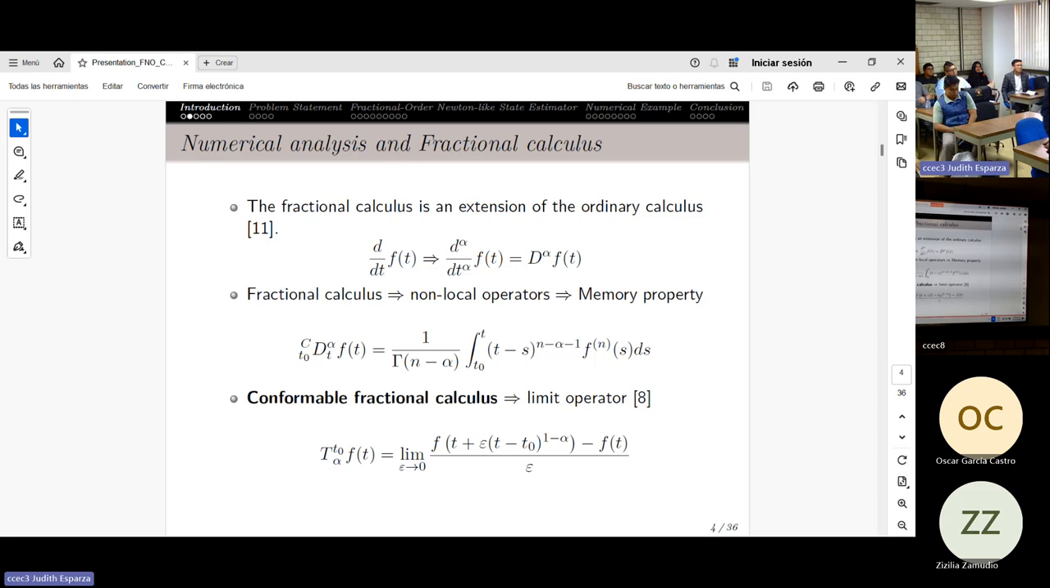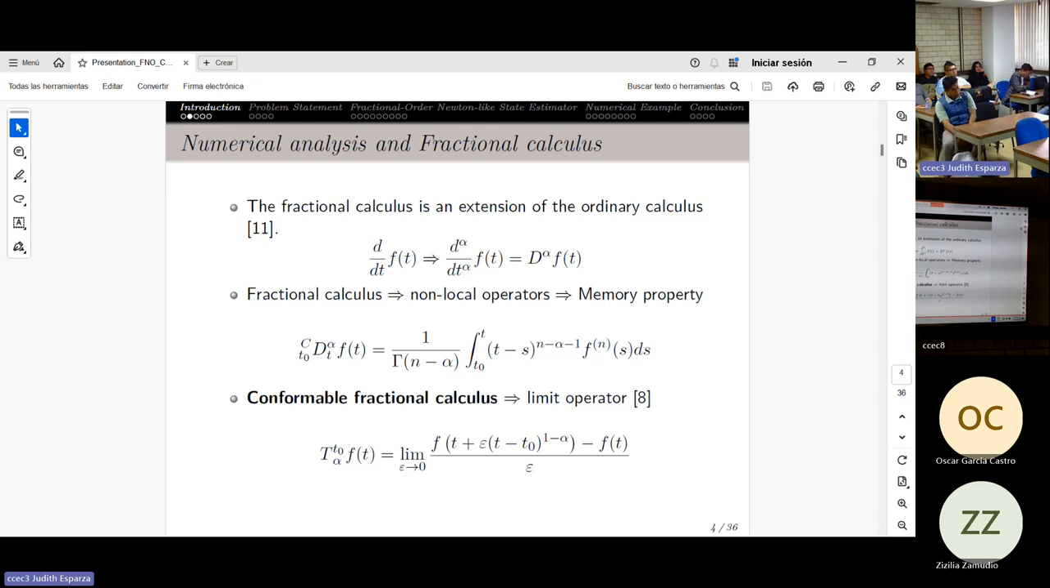Introduction. The fractional calculus is a huge and interesting topic, but this time is too short to compact all of this in one minute. The fractional calculus is an extension of the ordinary calculus. It takes the operators, derivative and integral, and considers the order to be a real number. The advantage of this operator is a non-locality property, which implies the memory property.